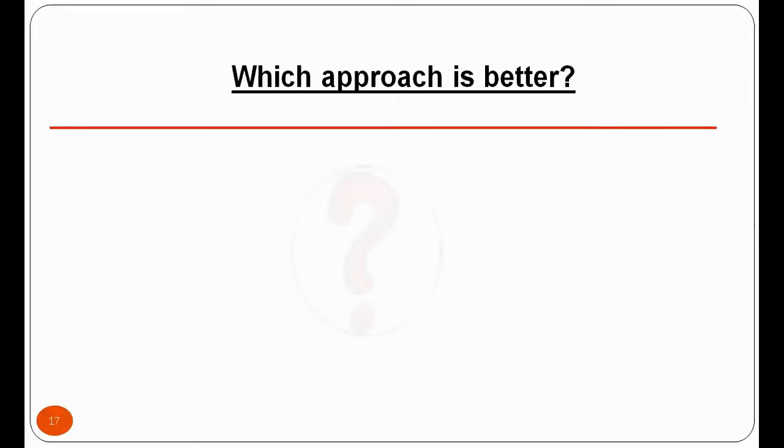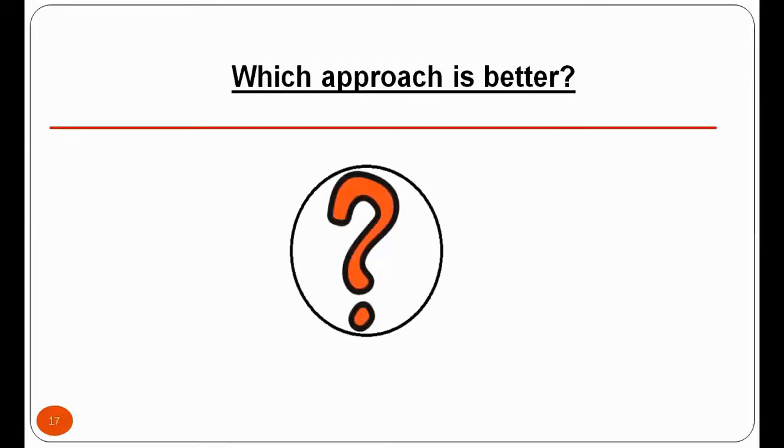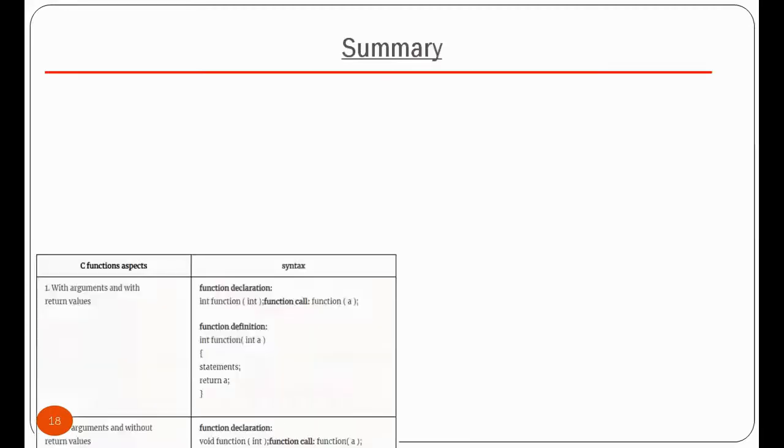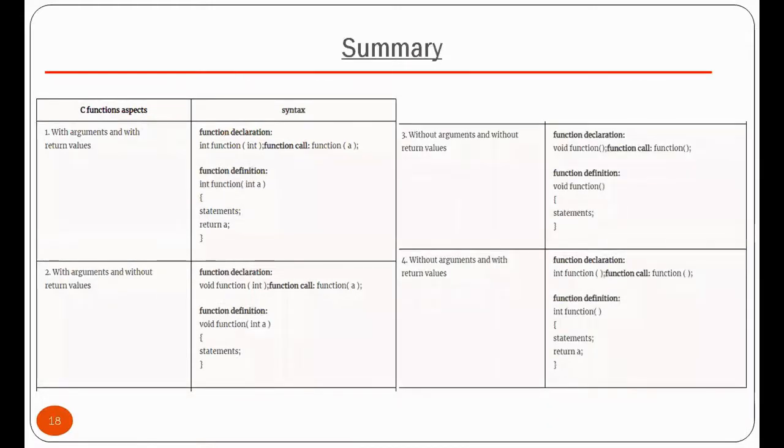Most probably, arguments and returning a value is the most preferred approach, but again it is up to you. You can use any category of user-defined function. So this is the summary. These are the syntaxes, definitions and declarations of all the four types of user-defined function. I hope it is clear. Thank you very much.